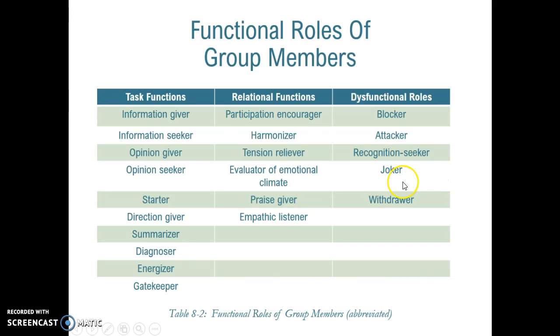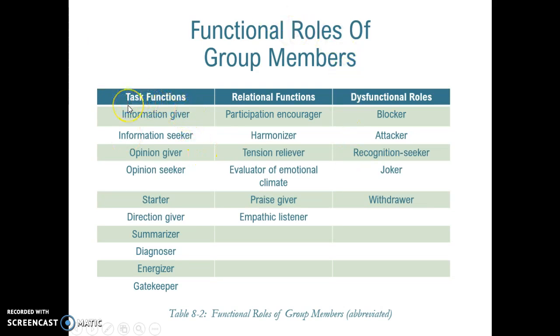Then there's also a joker and a withdrawer. A joker would tell jokes to lighten things up, especially when there is a tense moment. And a withdrawer is somebody who just keeps quiet. Please do not be a withdrawer in a meeting, because people have asked you to attend a meeting because they believe that you can contribute or participate or say something positive towards what they are going to discuss. So, don't be a withdrawer, okay?